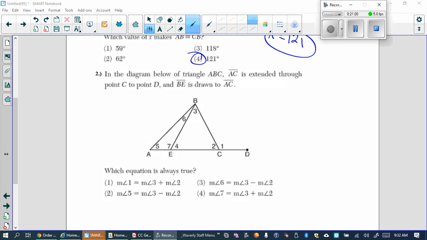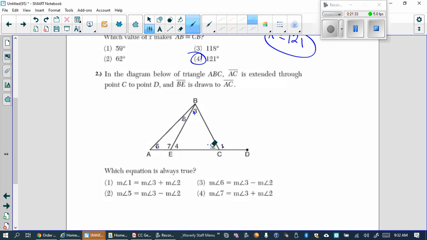Couple of citizens here. Well, let's take a look at the choices. They're saying here that angle 1 equals angle 3 and 2. Is that something we learned? No. If it was 3 and 4, it's getting close to the exterior angle theorem, but it's not, right? How about angle 5 equaling 3 minus 2? It just seems like nonsense. I don't even know where that would come from, right? How about angle 6 equaling 3 minus 2? That's just more nonsense.